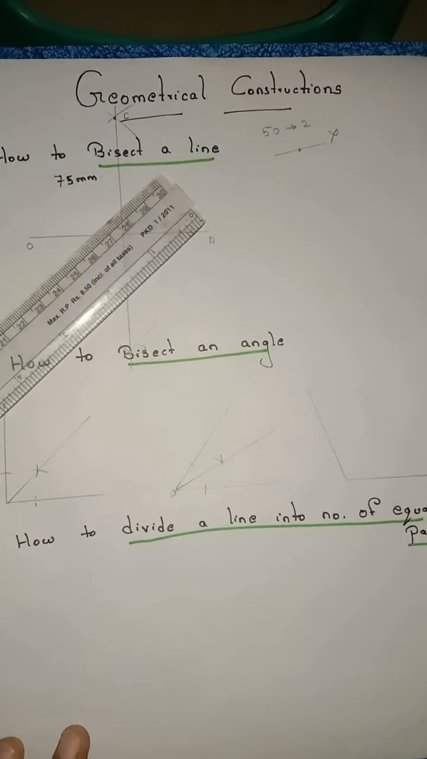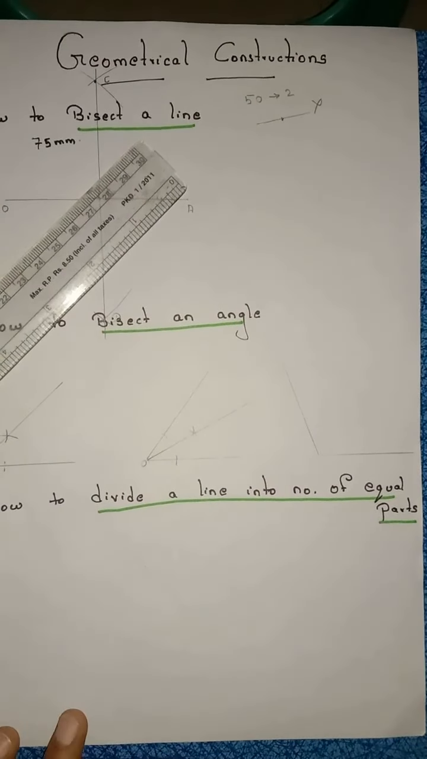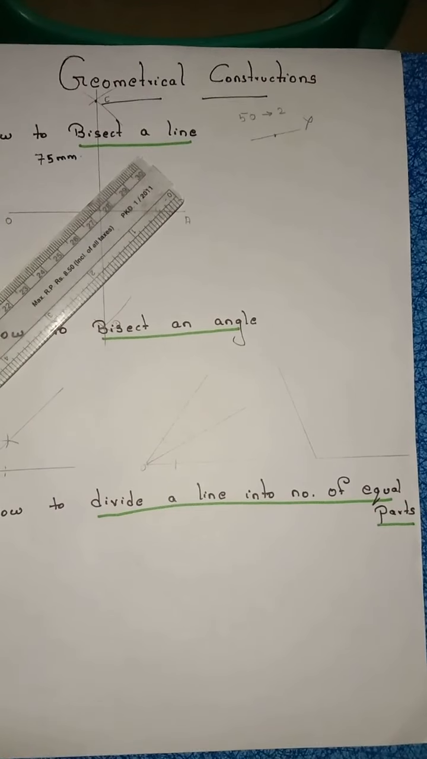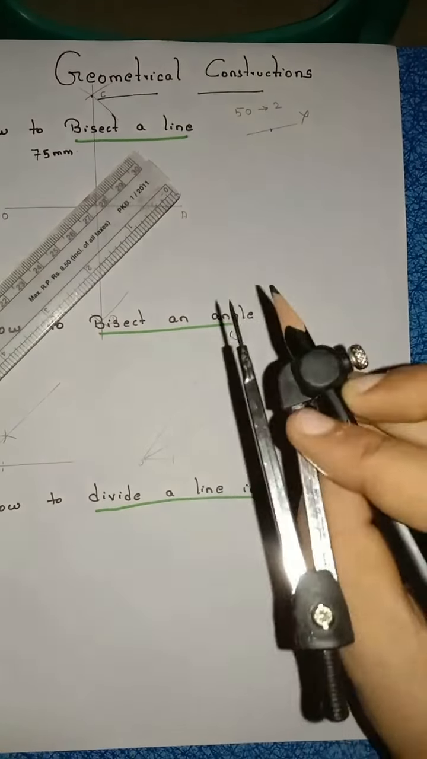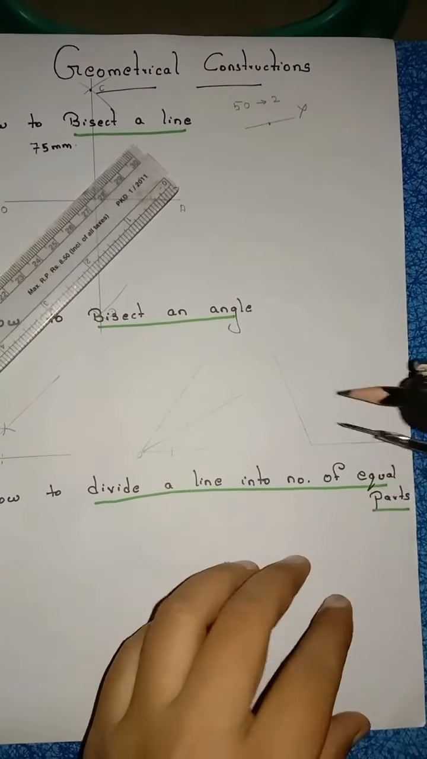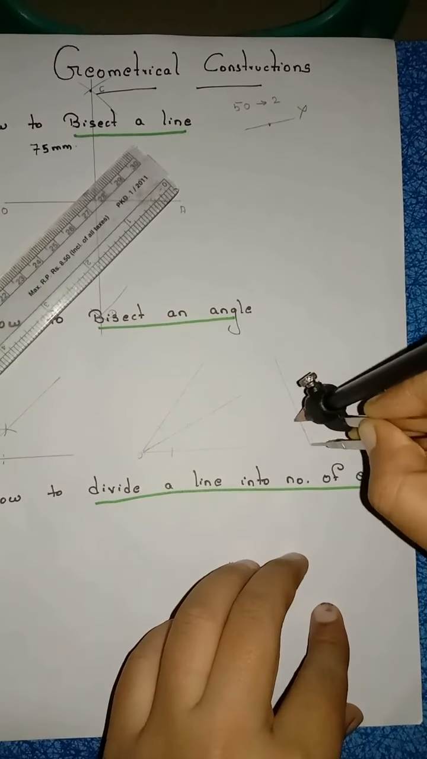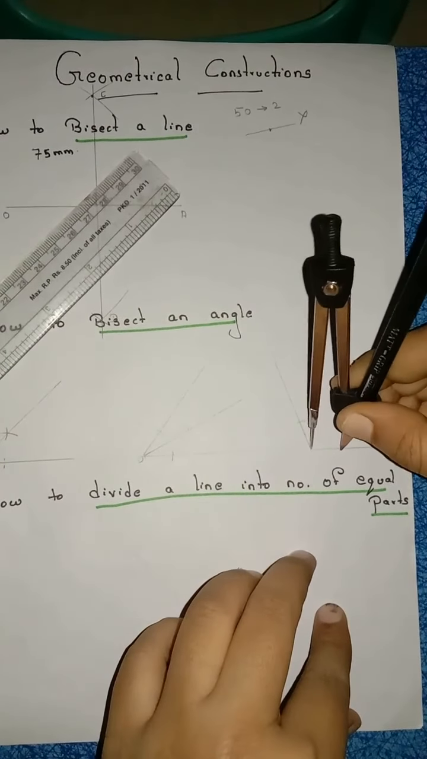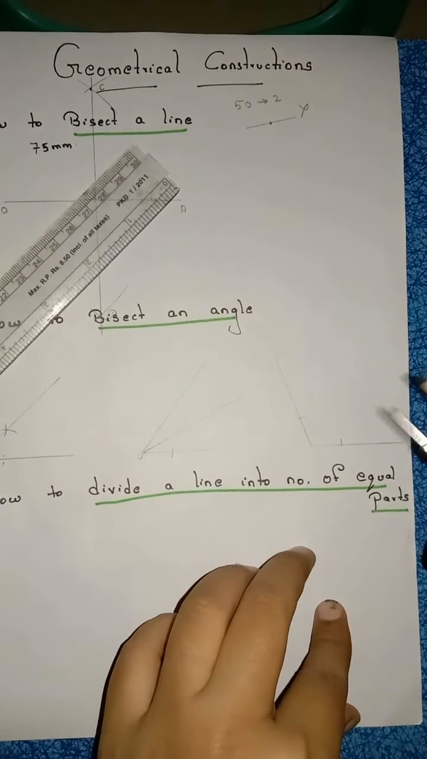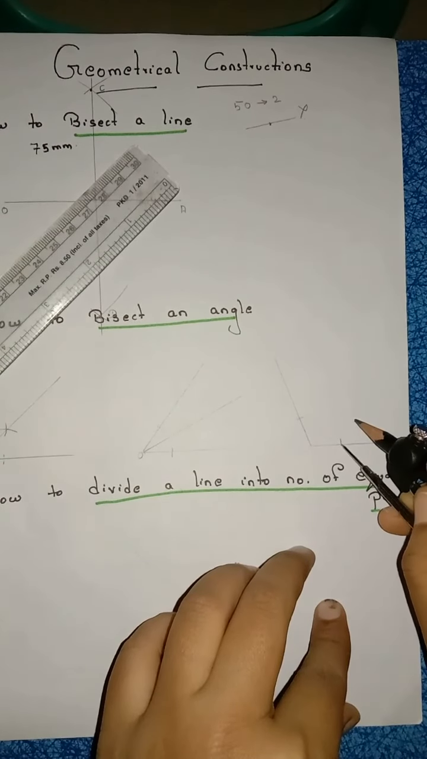This is bisecting an angle. The same process applies for an obtuse angle also. To bisect an angle, you have to take less than half. Keep your compass at point O, take less than half, with the same radius. Don't change the radius of the compass.